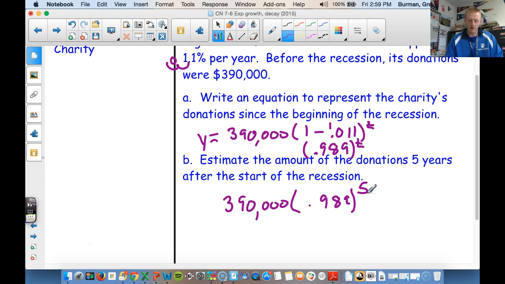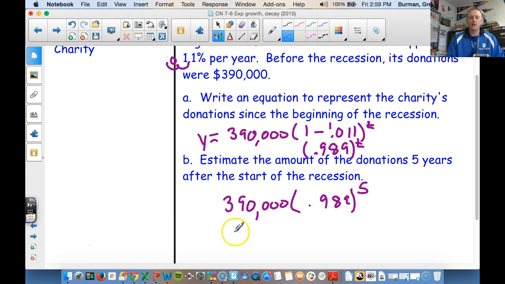I just typed it in wrong, so I had fat finger syndrome. I'm going to type it in correctly this time. 390,000 times 0.989 to the 5th power. That time I got it correctly.